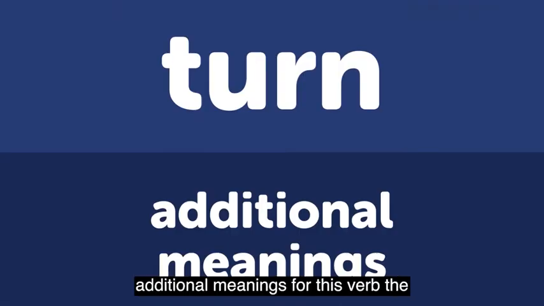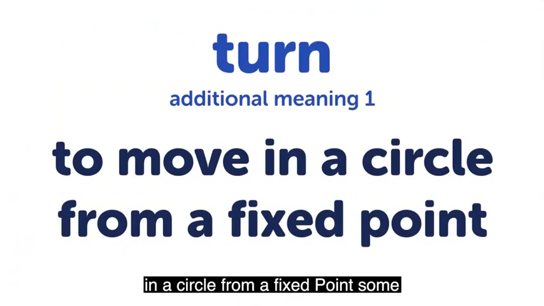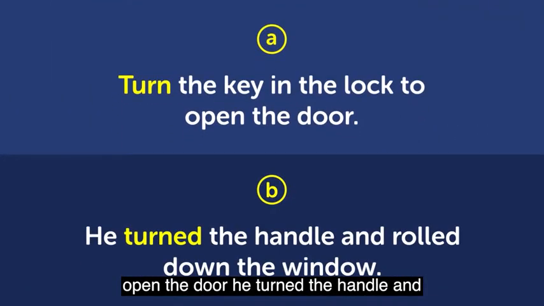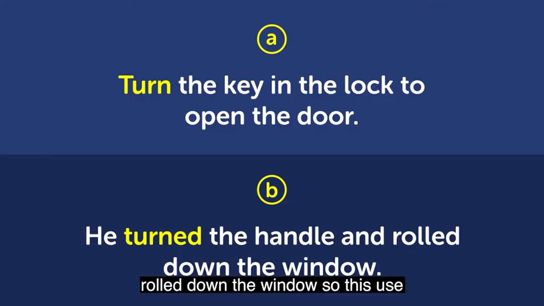Now let's talk about some additional meanings for this verb. The first additional meaning is to move in a circle from a fixed point. Some examples. Turn the key in the lock to open the door. He turned the handle and rolled down the window.